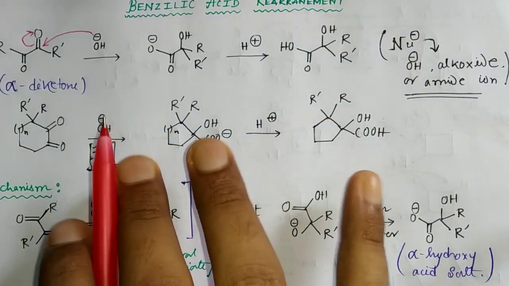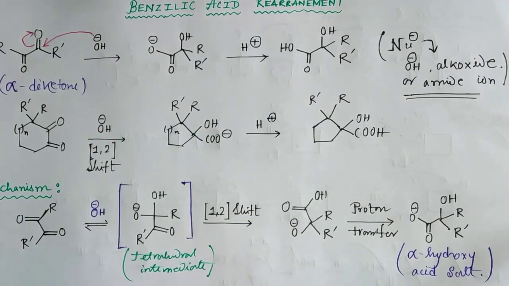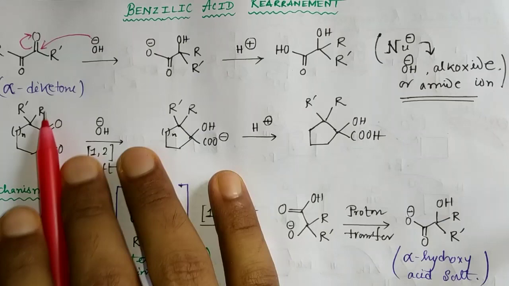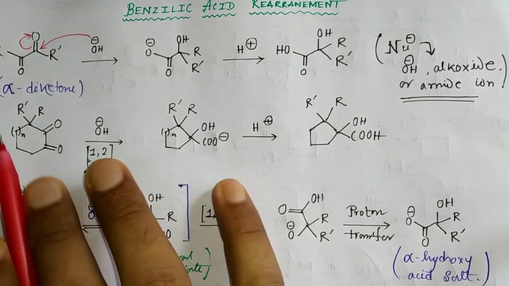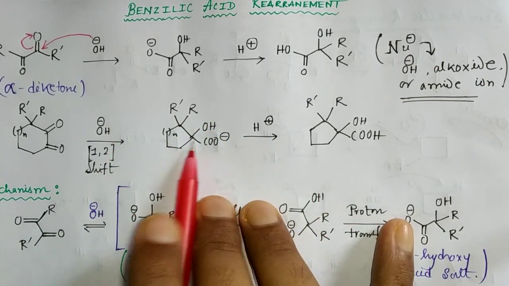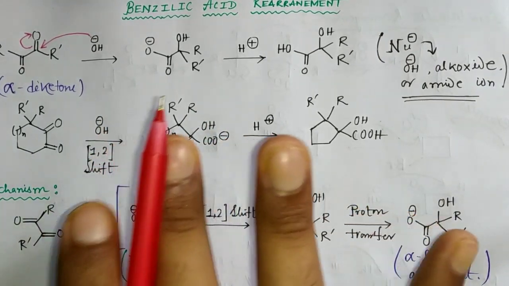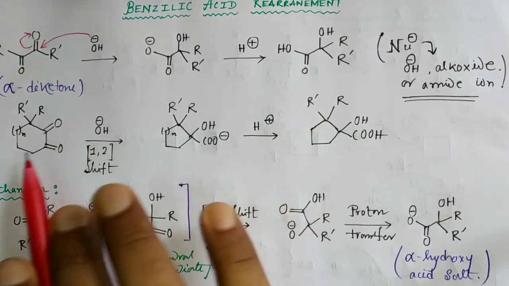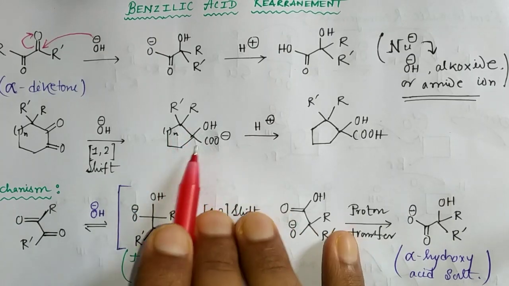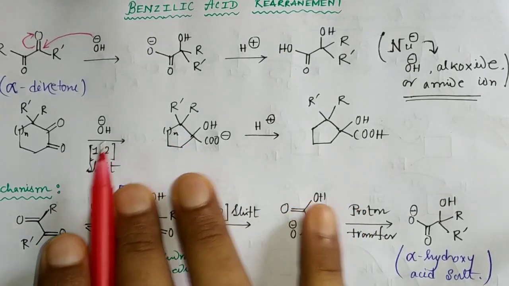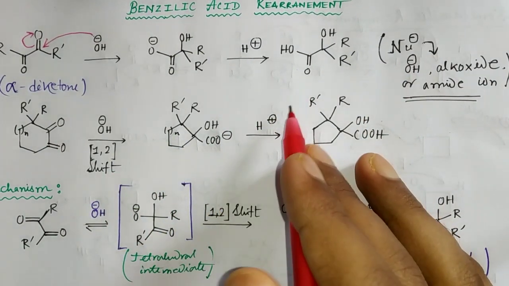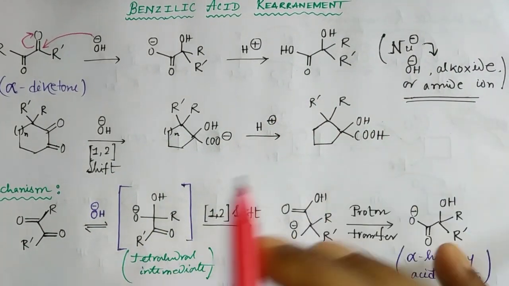Now this is a kind of 1,2 shift, and I will show you when we discuss the mechanism of this reaction. Now you have a cyclic 1,2-diketone, and if you use a nucleophile like OH minus, you get this type of intermediate through a 1,2 shift via ring contraction. You can see that you have a 6-membered ring, and after nucleophilic attack you get the 5-membered ring. So this is a 1,2 shift via ring contraction, and after hydrolysis you get C=O minus to C-H.